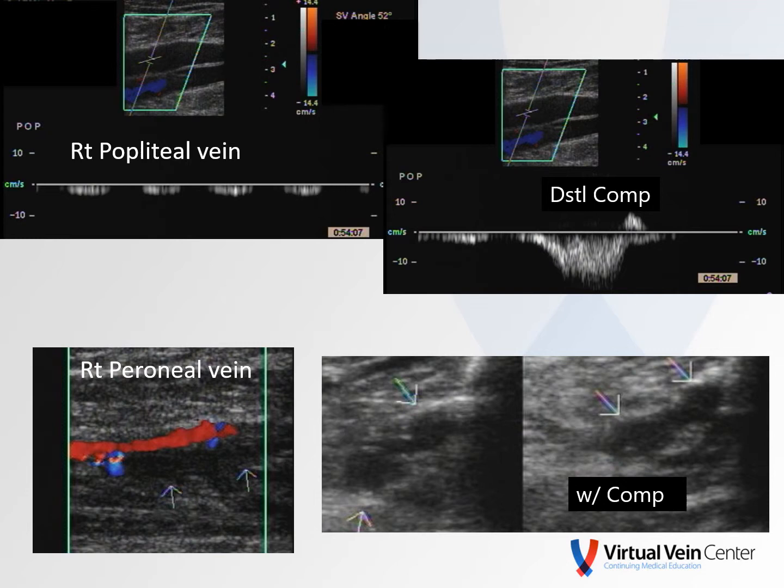Upon evaluating the calf veins, we find what appears to be acutely thrombosed peroneal veins, evidenced in particular by the incompressibility in the transverse images to the right. Now, this would certainly explain the patient's calf discomfort, but clearly not the abnormal outflow we noted in the common femoral vein.